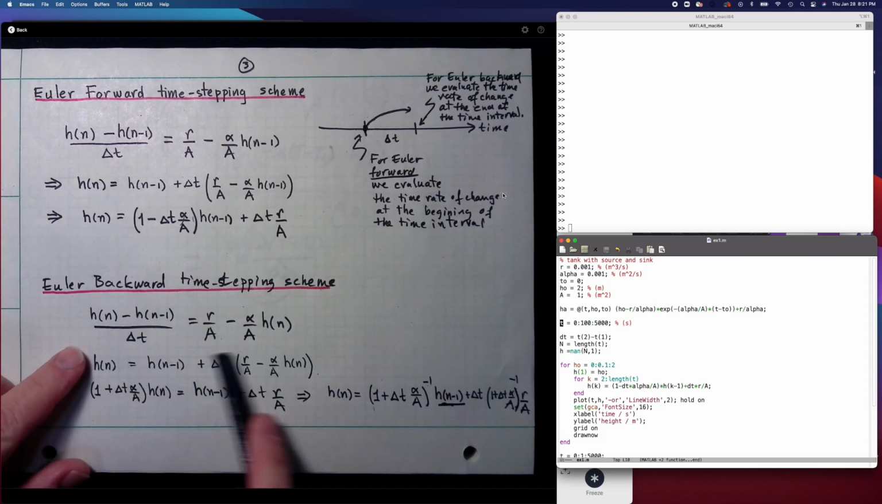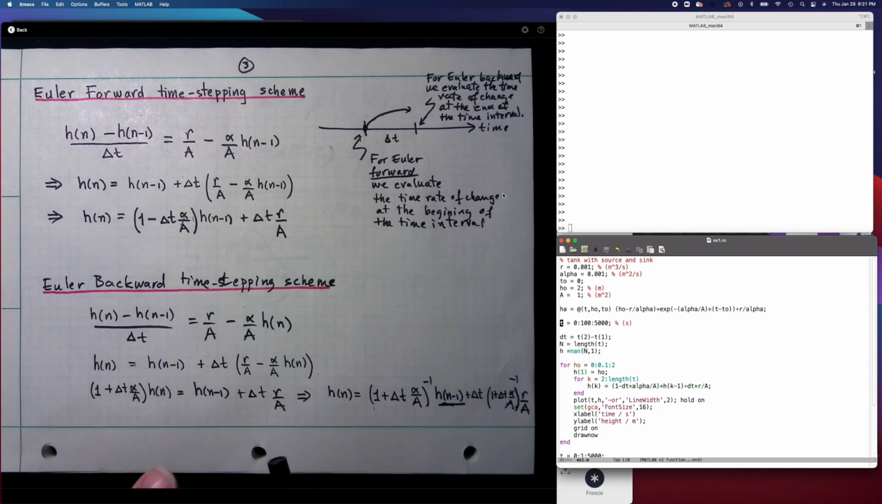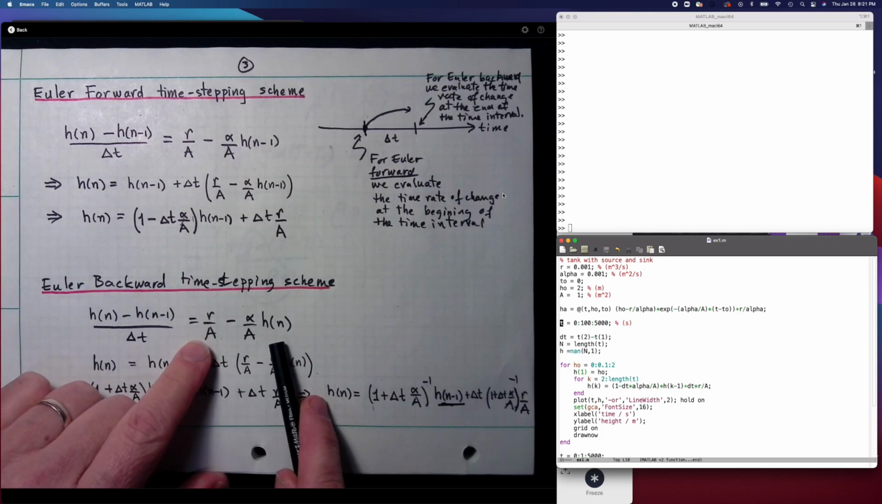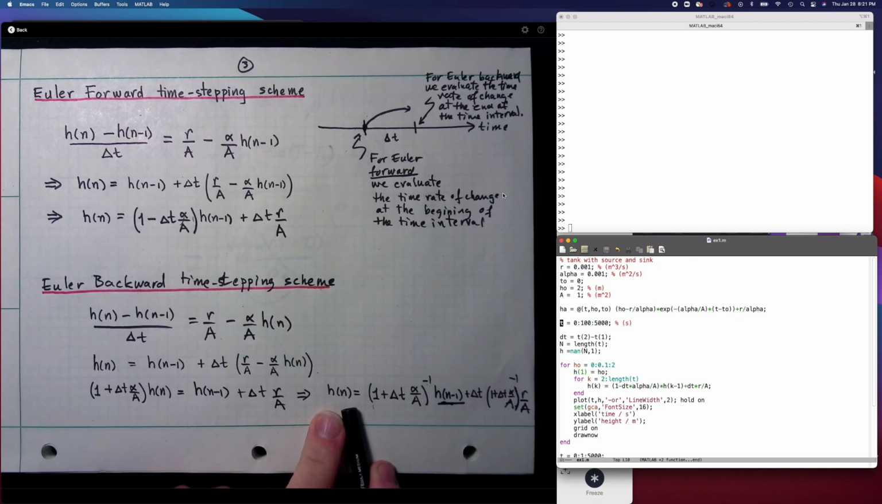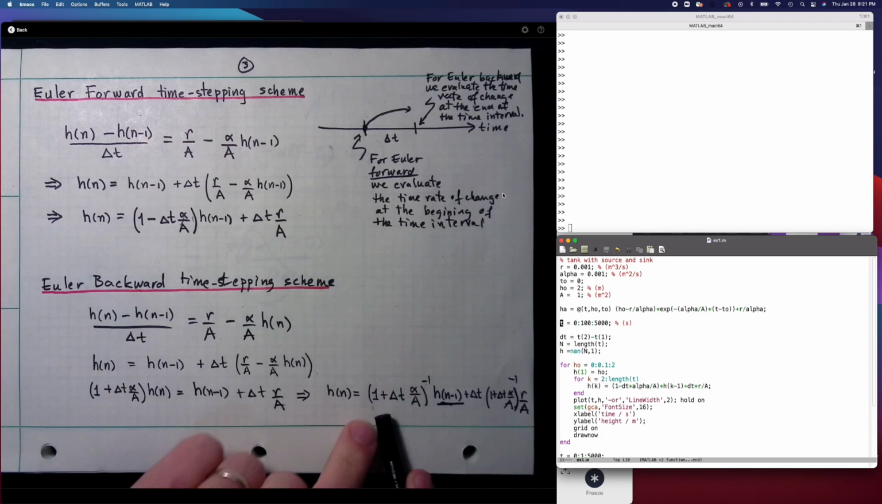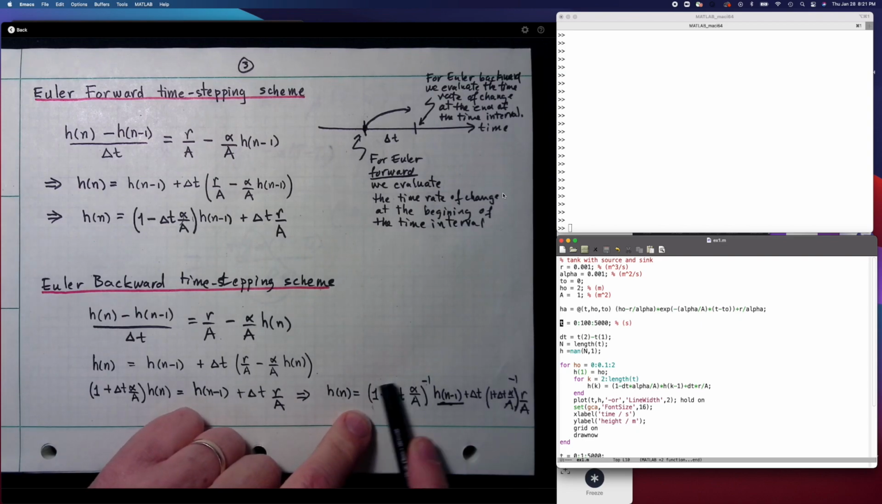Now we're going to modify the code and replace the Euler forward time stepping scheme with the Euler backward time stepping scheme. And I have the schemes over here. Remember, the only difference is that now we evaluate the time derivative of the height at the end of the time interval. So we need to manipulate the equation to solve for the height at the end of the time interval, and we have to invert this quantity here, 1 plus delta t alpha over a. In this case, since we have a scalar equation, finding this inversion is just finding the reciprocal of this scalar quantity. Later on, when we do systems of differential equations, you will see that we'll have to invert a matrix in order to apply the Euler backward time stepping scheme.